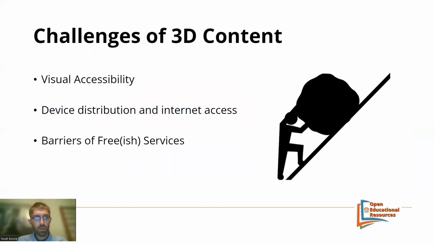Now, 3D content is not without its challenges. 3D content is inherently inaccessible visually. While screen readers have come a long way, they're not yet at the point where they can really handle deciphering 3D content. Another issue is device distribution and internet access. Depending on the communities you're trying to serve, there could be issues with devices maybe not having the performance needed to run 3D content, as well as the need for internet access to use them.